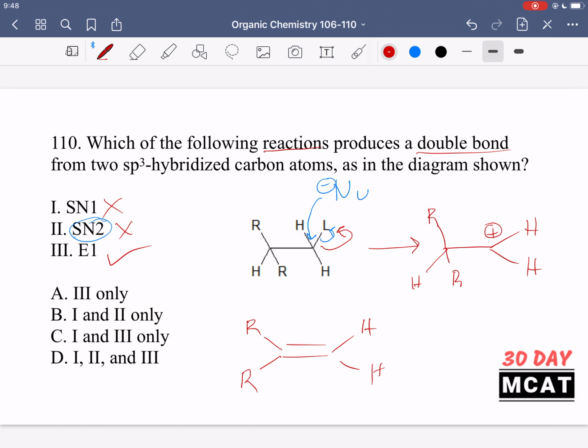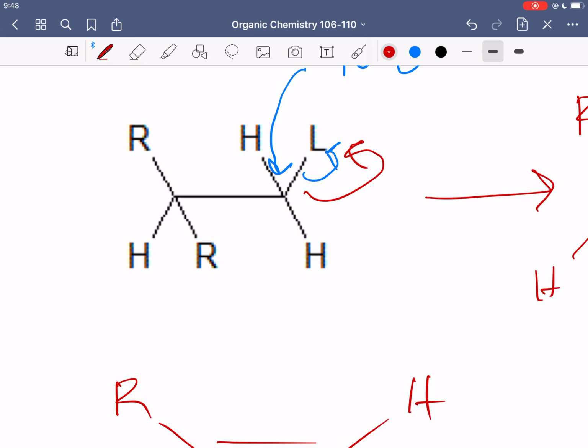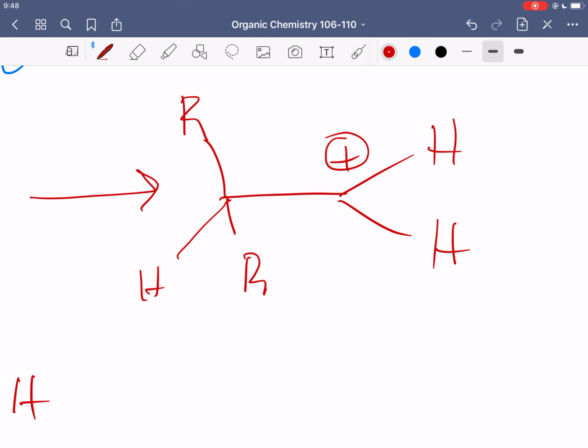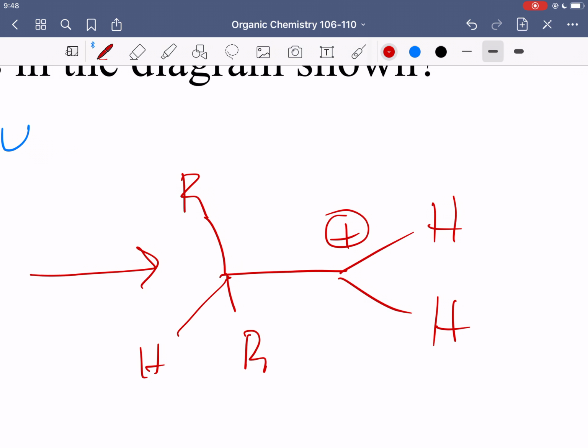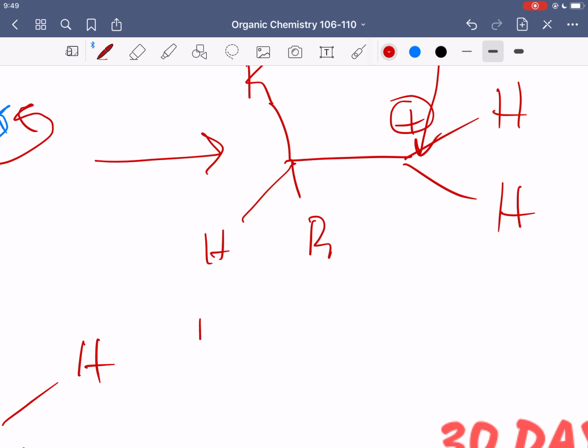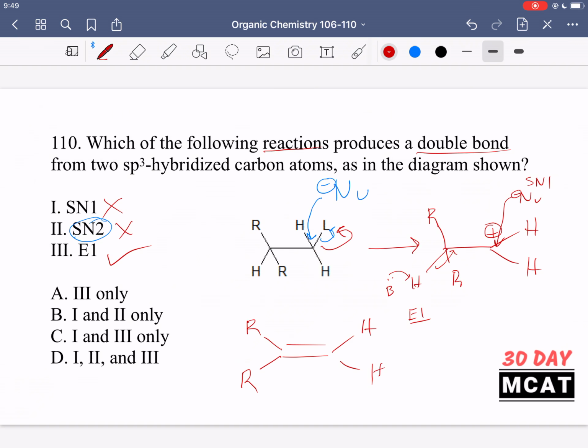And in an E1, we have a similar thing over here, where initially the leaving group is going to leave, and then we have the carbocation, and then in SN1, what would happen is the nucleophile would come and attack, versus in E1, what happens is some base comes, takes this hydrogen, we have a double bond over here, and therefore we have no more charges. We get this double bond structure over here, so only an elimination type reaction would do that. So A is correct, it's number 3 only.